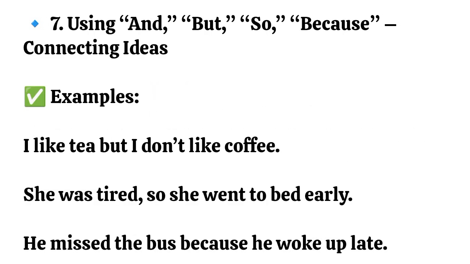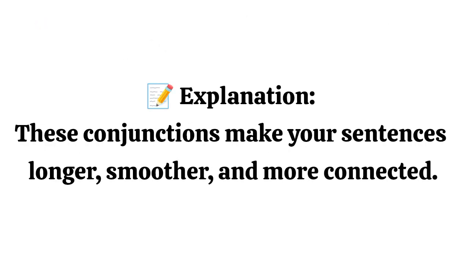7. Using and, but, so, because: connecting ideas. Examples: I like tea, but I don't like coffee. She was tired, so she went to bed early. He missed the bus because he woke up late. Explanation: These conjunctions make your sentences longer, smoother, and more connected.